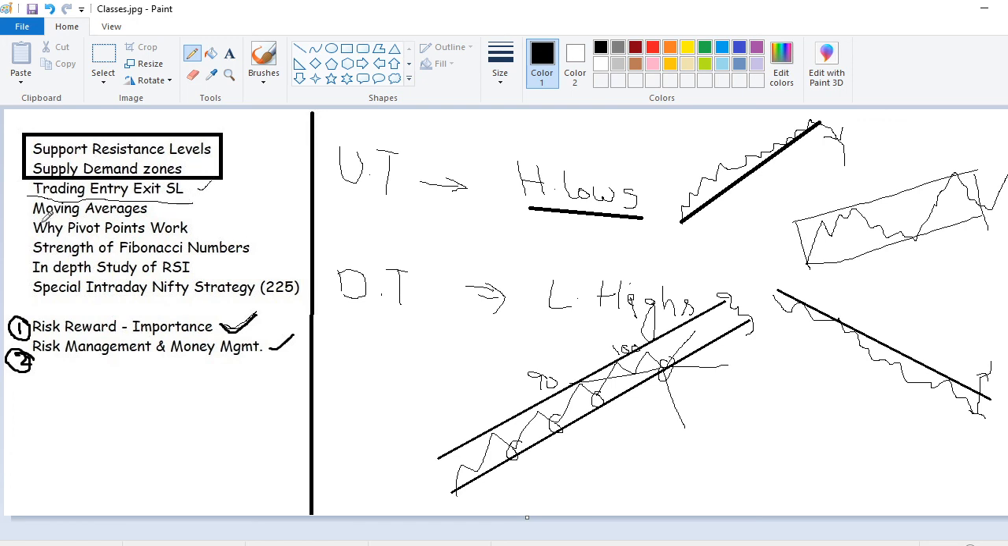Before this, no. There are a few more support resistances like moving averages, pivot points, Fibonacci, RSI. After dealing with these four, then we talk about trading and entry, exit, SL. Right, guys? So till the time, have some patience. Don't be in a hurry. Don't jump into trades. Try to understand the charts, candles, and do more practice and check it in the live market if possible.